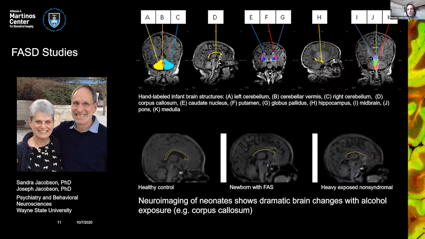The top row here shows an example of a hand-labeled infant brain with various structures labeled, and the volumes are quantified. The bottom row shows the brain of a control next to a fetal alcohol exposed newborn brain, and you can see the dramatic decrease in the area of the corpus callosum with alcohol exposure, even in the non-syndromal neonate.